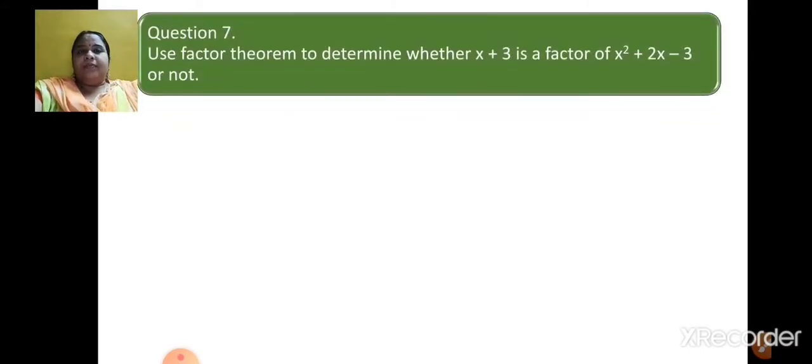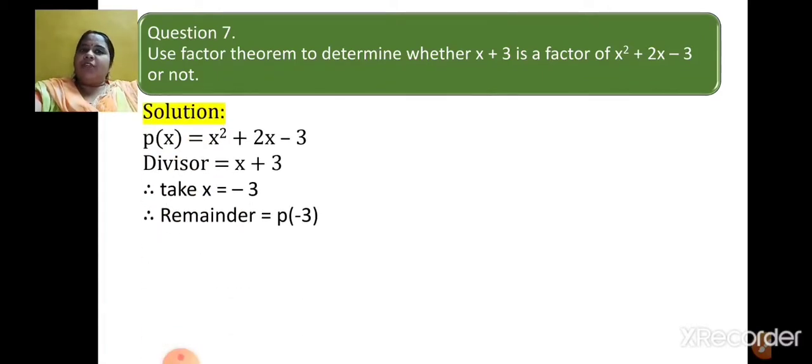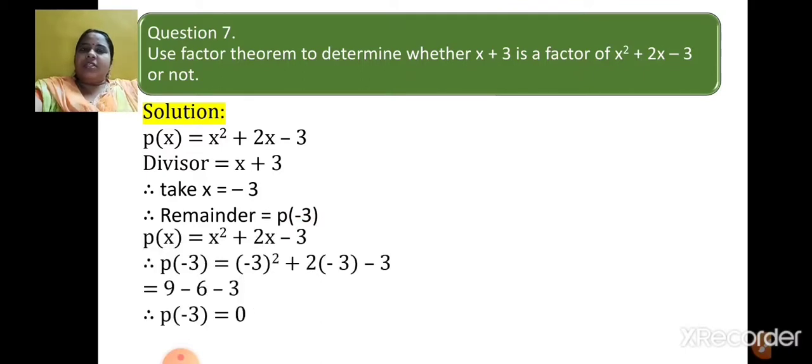Okay. Let's see the sum from the practice set. Use factor theorem to determine whether x plus 3 is a factor of x square plus 2x minus 3 or not. Okay. First step, whatever is the given question, that will be p of x. Now divisor is what? X plus 3. So you will take x as minus 3. It's nothing different. You have to do the steps what you have done for remainder theorem. Remainder will be, by remainder theorem, p of minus 3. Okay. So see this, p of minus 3. What will I get? Wherever I see x, I will be substituting minus 3.